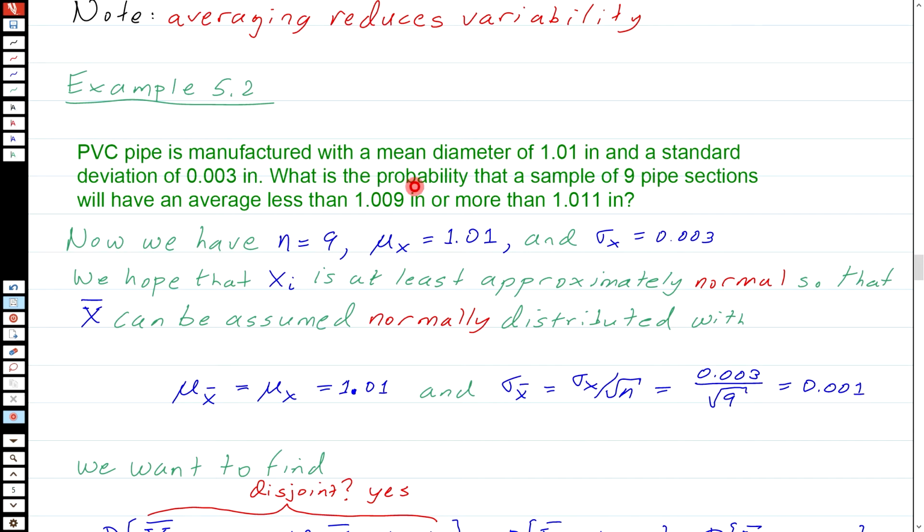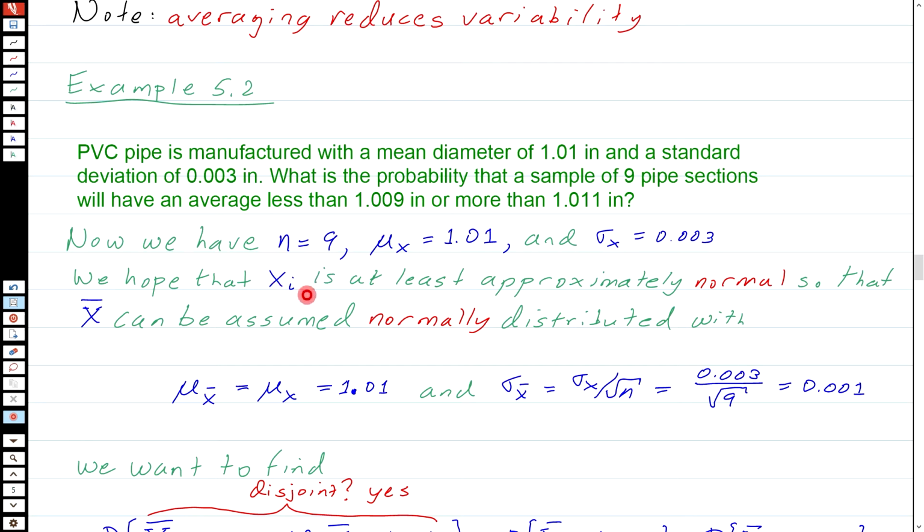But what is the probability that a sample of 9 pipe sections will have an average less than 1.009 inches or more than 1.011 inches? Okay, so again, I'm looking at the average. So the probability that the average is outside some range around what the mean should be. So we're told that we've got n samples that we're going to average. The mean of each is 1.01 and the standard deviation is 0.003.